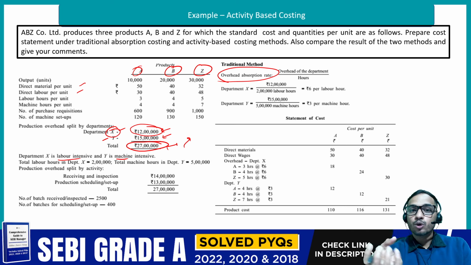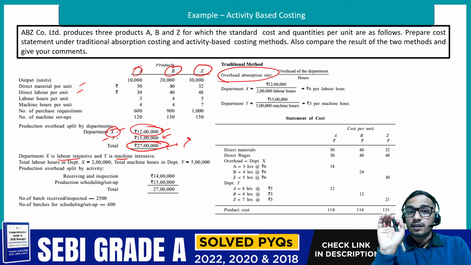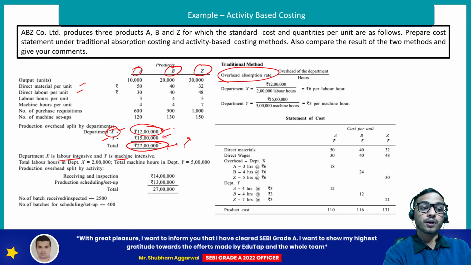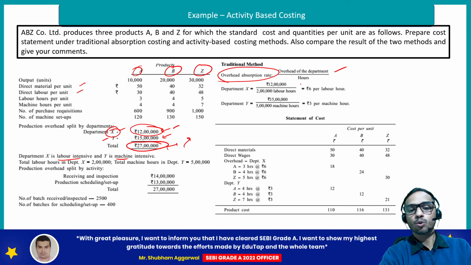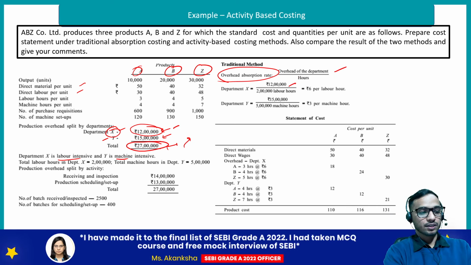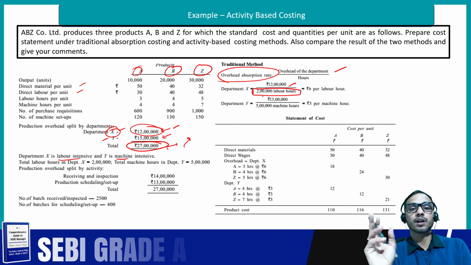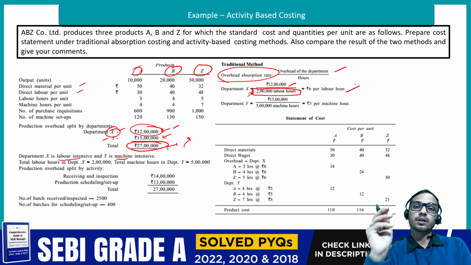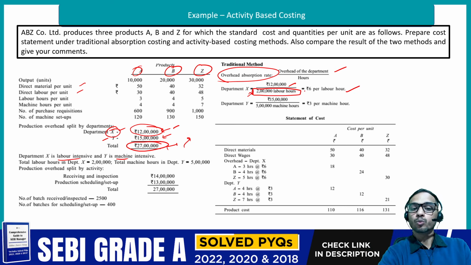So how are you going to find out the rate? Rate means rupees per labor hour for this department X. So overhead cost is 12 lakh for department X, and this is labor intensive, so you are going to define the rate on the basis of labor hours used in this department, that is 2 lakh hours, right? So your overhead rate is rupees 6 per labor hour, right?